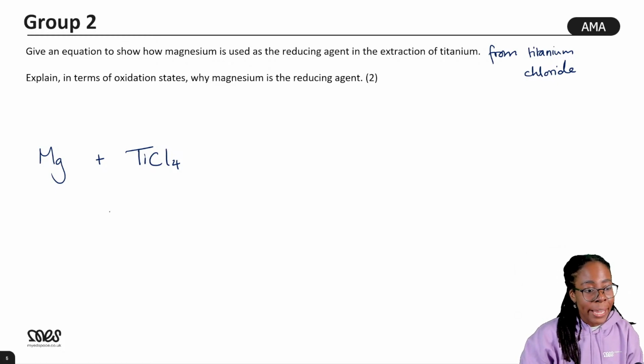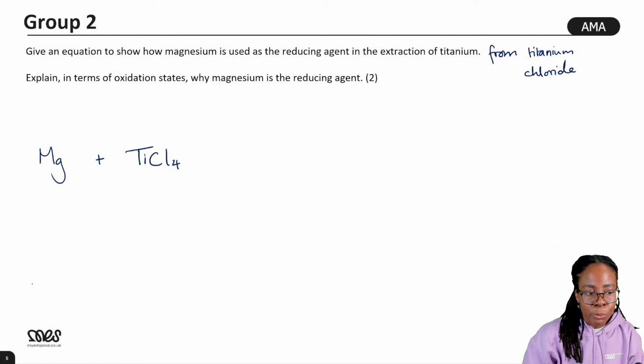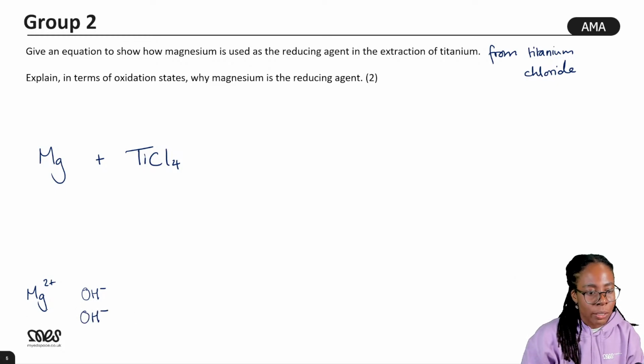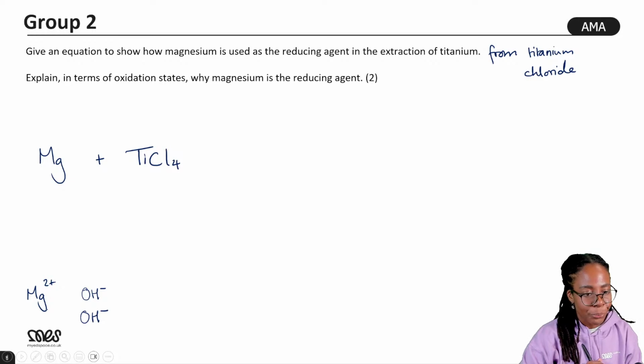Why not MgOH, Patrick? Because magnesium is in group 2. Let's just do it quickly over here. So it forms 2+ ions. Hydroxide is 1-. So when those come together, the charges need to cancel. So we need 2 hydroxides for every 1 magnesium.